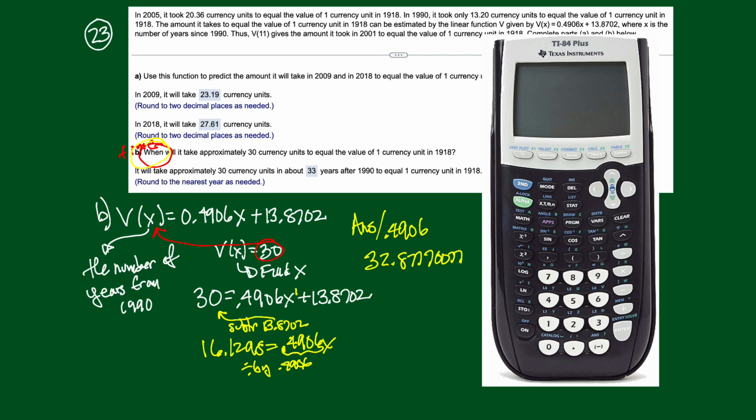The problem says just to approximate it. So this is about 33 years. So it takes about 33 years. But it says when. Well, you could answer 33 years from 1990, which is 1990 plus 33, which is 2023. So that's about when something that cost $1 back in 2018 would cost $30.